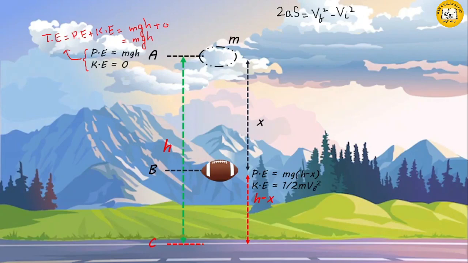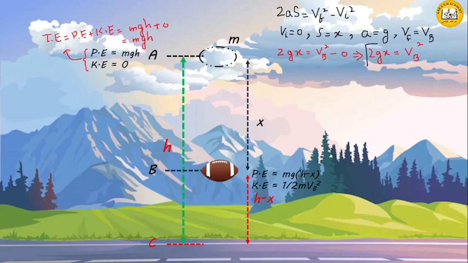As the body started its motion from rest, the initial velocity will be considered 0. The distance it covered is x, and acceleration is the acceleration due to gravity in the downward direction, so we will put positive g. The final velocity is the velocity at position B, assumed vb. So putting in all the values and applying mathematics, we get vb square is equal to 2gx.